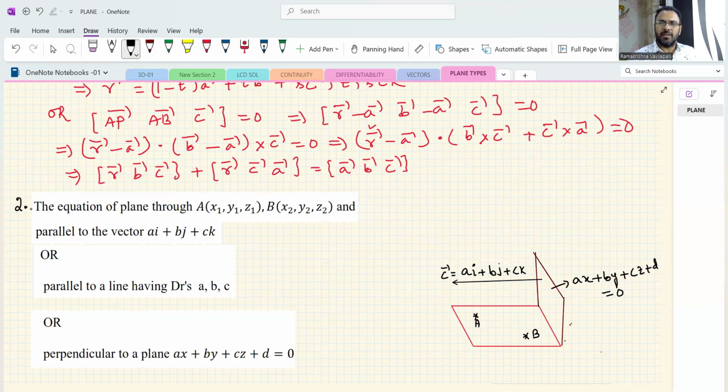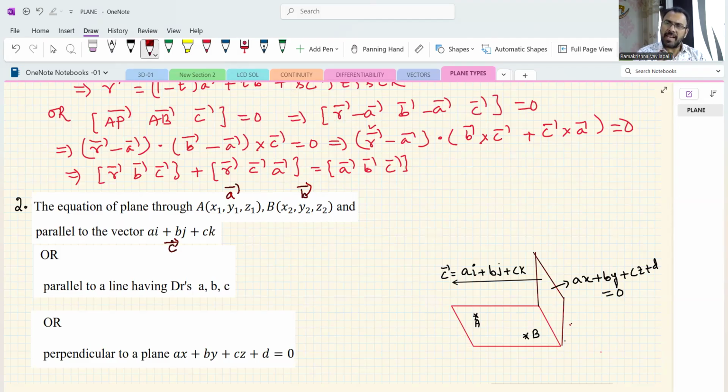Okay. So what is the equation of the plane through A (x1, y1, z1) and B (x2, y2, z2)? Nothing but this is the A bar vector and this is the B bar vector, passing through 2 points, and parallel to the vector, this is the C bar vector, parallel to the vector a i plus b j plus c k. There are several ways to express the same context. What are those? I'll explain.